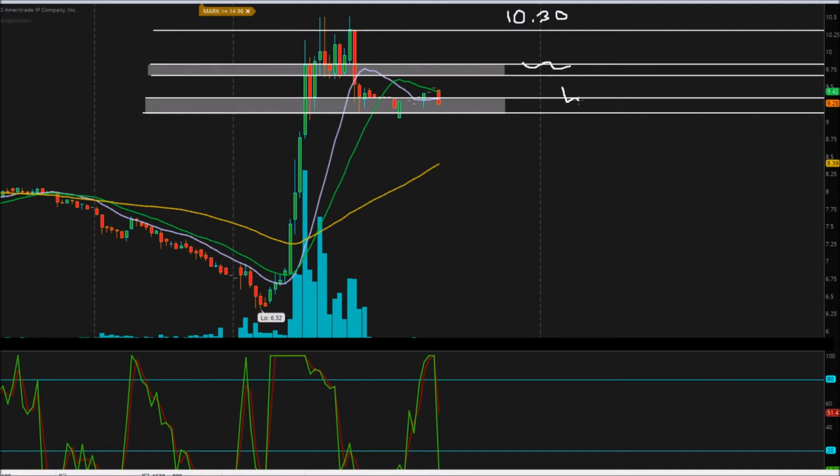Now we have this channel and this channel here below. So let's start with that middle channel. That's between $9.65 and $9.80. And then that bottom channel right here, we're looking at between $9.10 and $9.30. So obviously $9.65, $9.80, $9.10, $9.30, and $10.30.